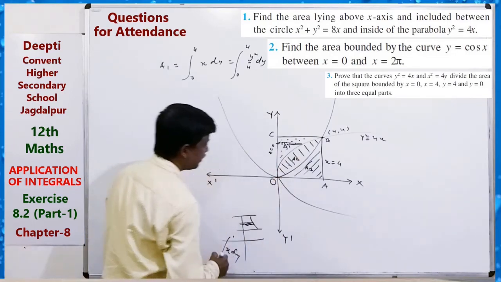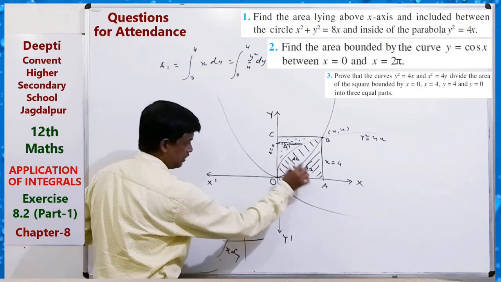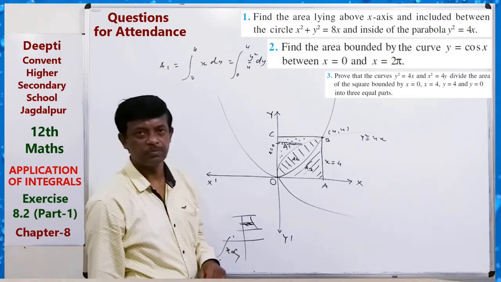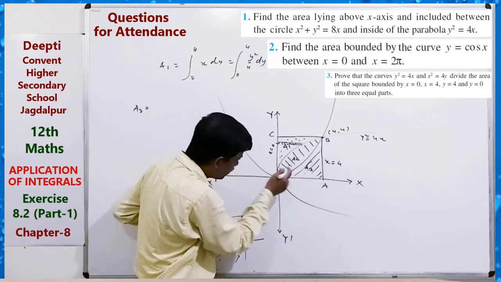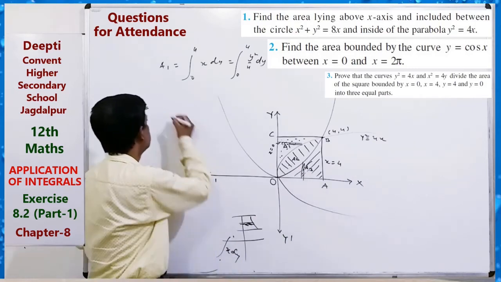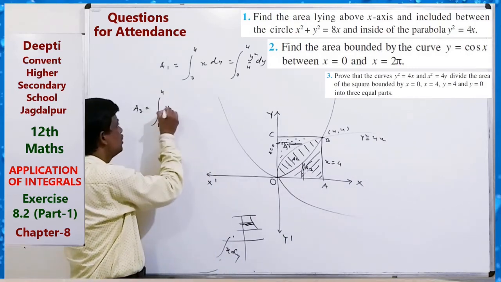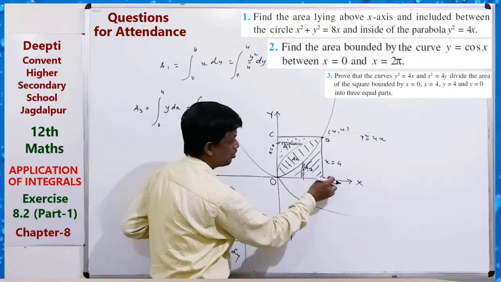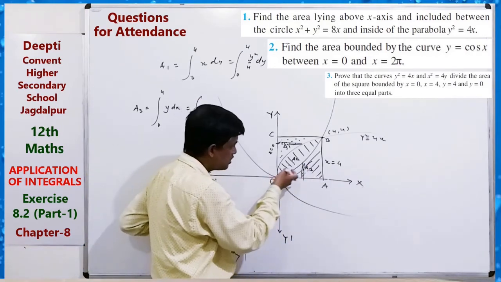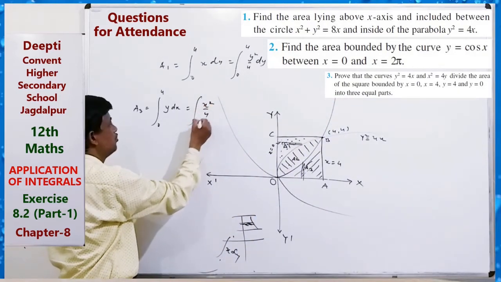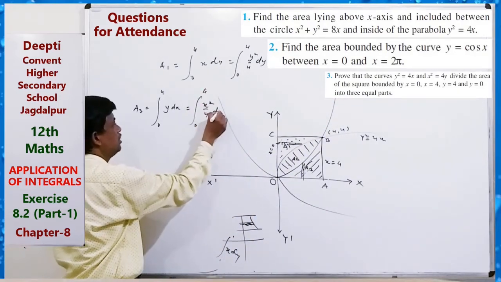Now this area, area 3, is also simple. If this is the upper curve and this is a vertical strip, then use the y dx formula. So 0 to 4 y dx, where y is from this curve, x square by 4. So integral 0 to 4 of x square by 4 dx. You can solve it.